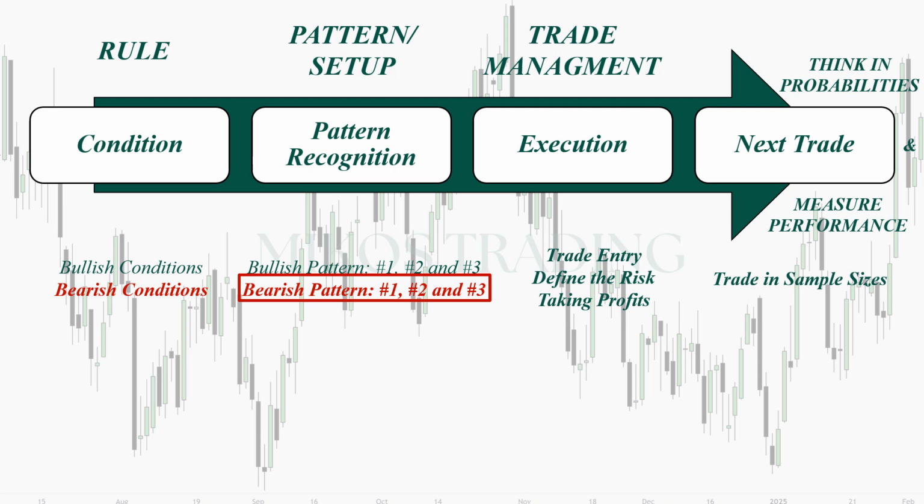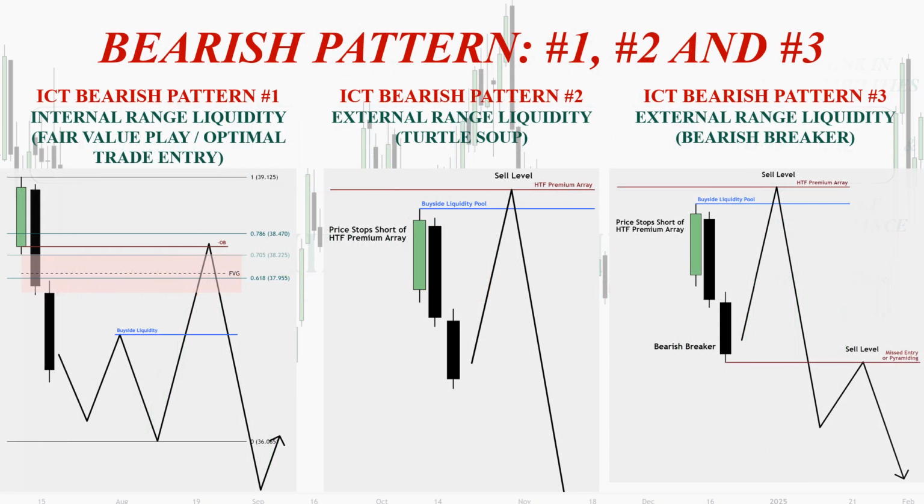I have three precise ways of identifying support and resistance patterns, and until at least one of the bearish patterns materializes in price action, I do not do anything. Here are the three bearish patterns. First is the internal range liquidity. Second is the external range liquidity, and third is the bearish breaker that I can use to either pyramid my position, or if I miss the turtle soup entry, I can enter it here.